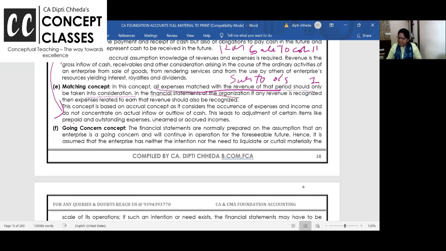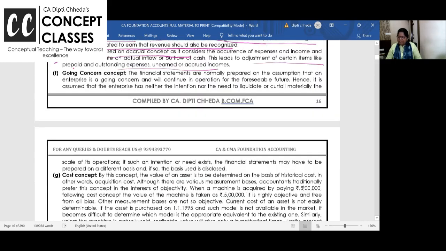In the financial statement of an organization, if any revenue is recognized, then expenses to earn that should also be recognized. This concept is based on accrual concept. That's why I'm saying link up the accrual and matching. You can put an arrow mark in the notebook also the way I have done. This leads to adjustment of certain items, outstanding, prepaid and all. Next one is like superb.